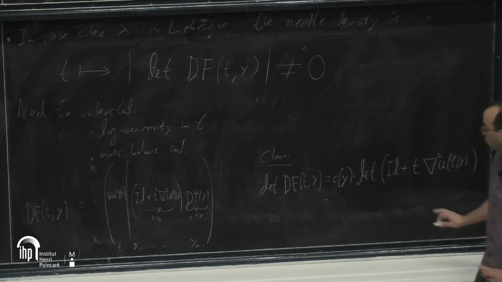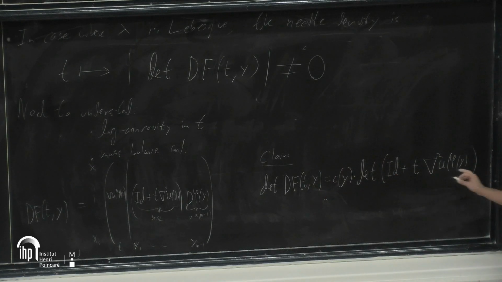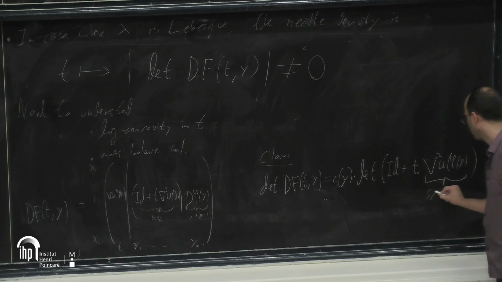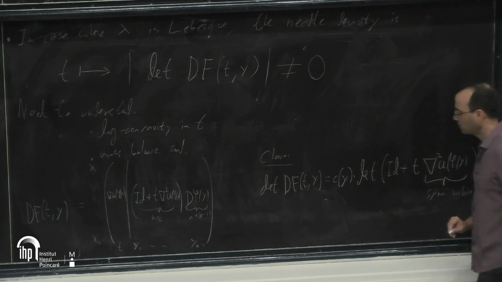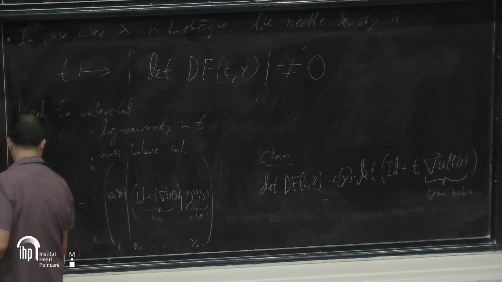So this is the needle density, the determinant of identity plus t times this matrix. And now log-concavity is an easy thing. Why is log-concavity an easy thing? This is a symmetric matrix. And we need to understand the log-concavity.